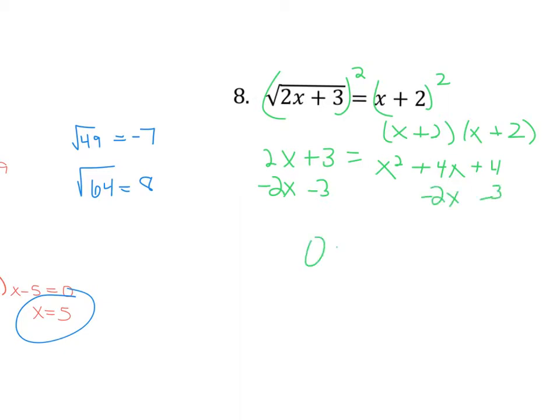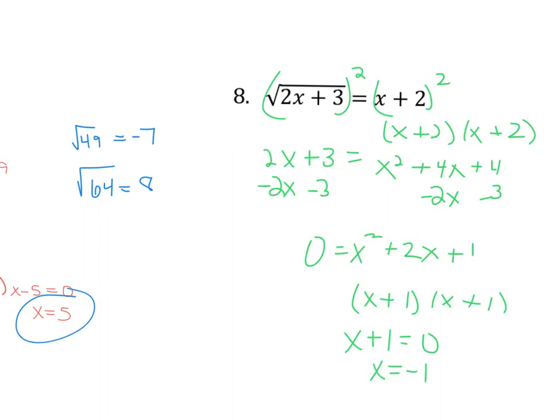And so I have 0 equals x squared plus 2x plus 1. And then we're going to try to factor it. And so I'm looking for two numbers that multiply to give me 1 and add to give me 2. Well, the option is just 1 and 1. And then we're going to set those equal to 0 and solve. And so x equals negative 1 on both of those.